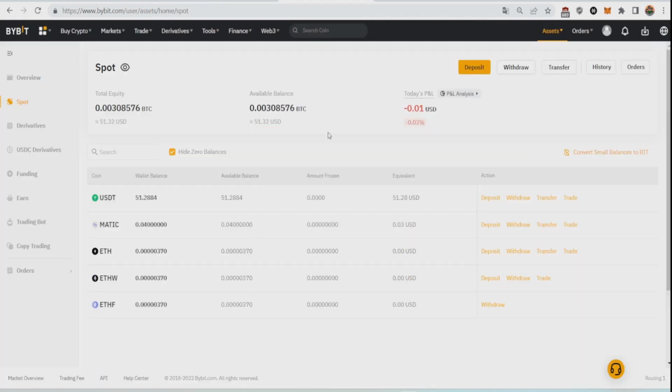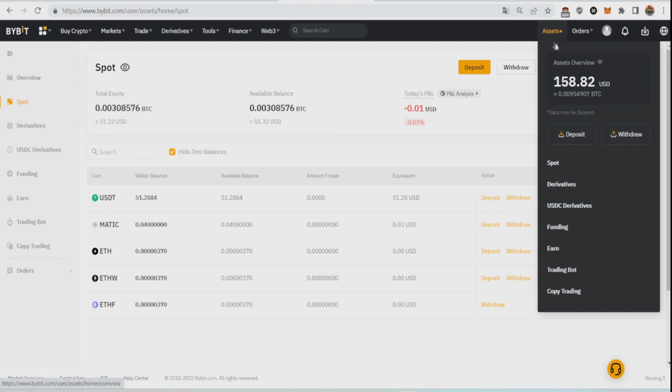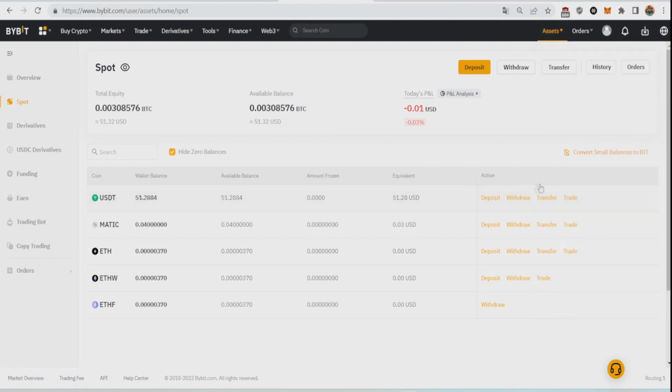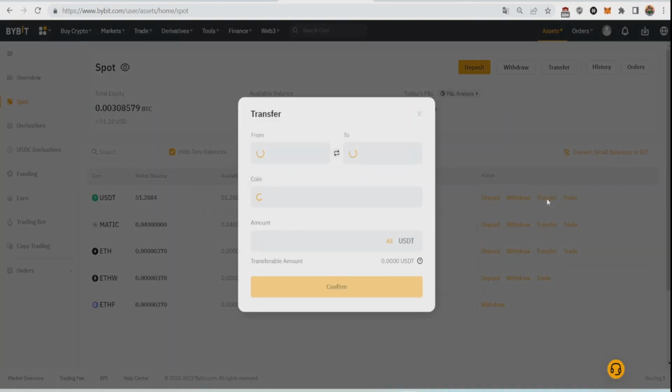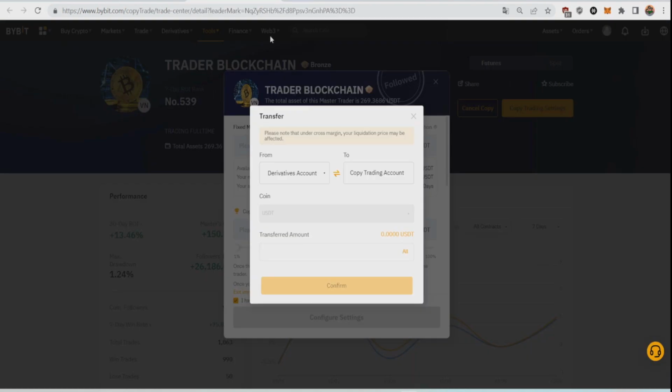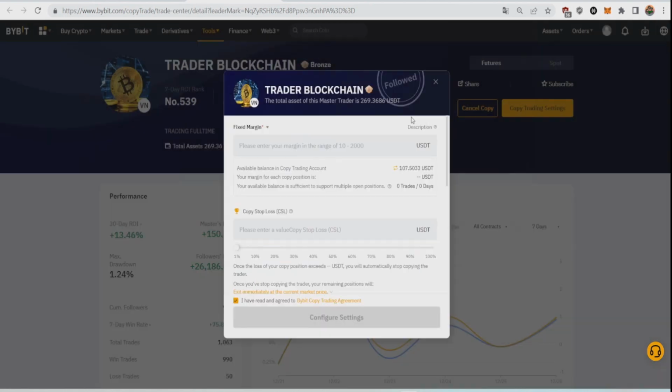Really easy. Go to the home page. On the top, click on assets. Once at assets, you just click on spot. Once you're here, guys, all you gotta do is transfer USDT from your spot to your derivatives. Like we just did, it will do it in a second. Then if we go back to this and refresh it, we will see that we actually have the money here, and then you can just transfer from your derivatives to your copy trading account. If you want to do it the other way around, it's just as easy.